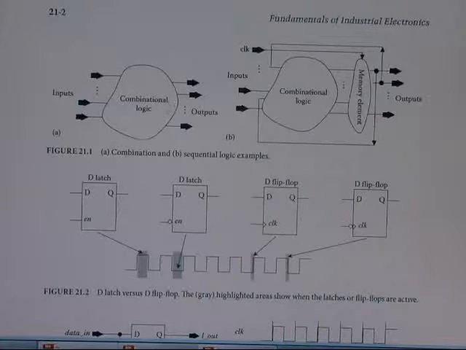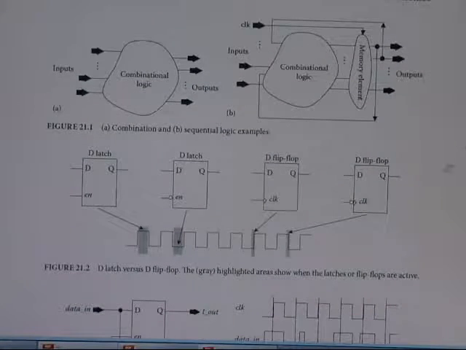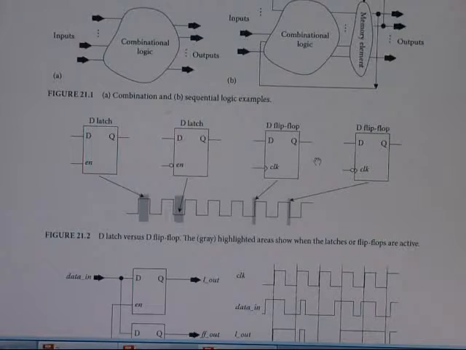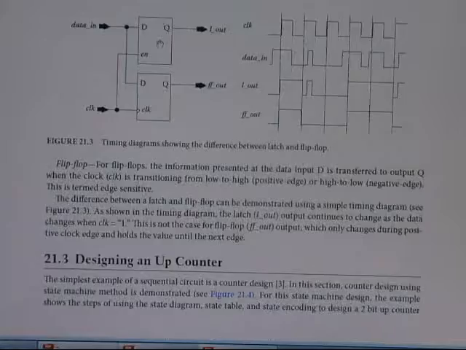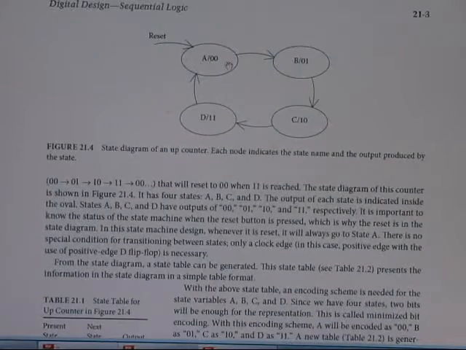So if you add a memory device to the combination logic we can construct the sequential logic. In this case we have to utilize the D latch and the flip flop as a memory device. So this is the operation diagram of the latch and the flip flop. So this is for the designing of the reset and the designing.